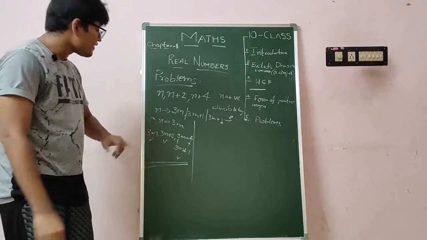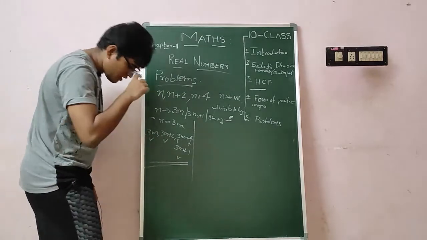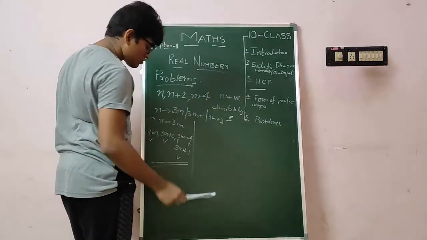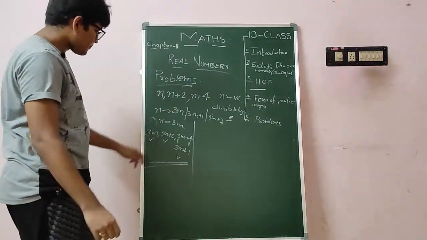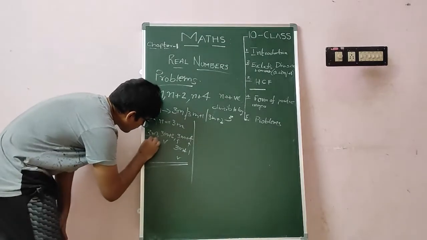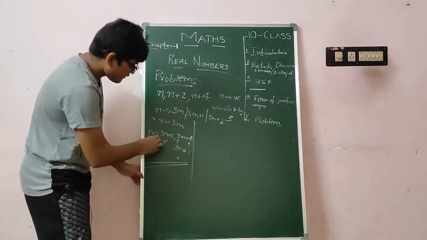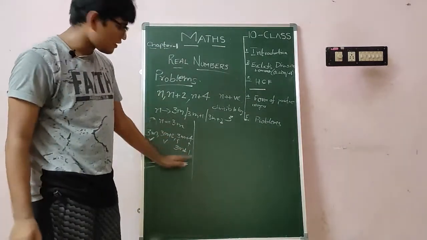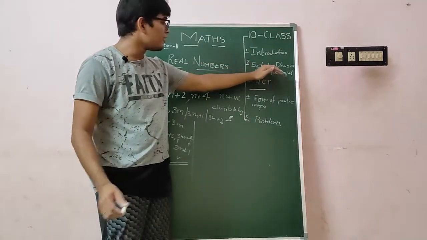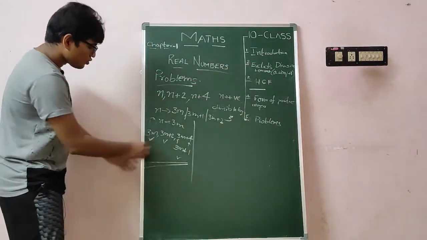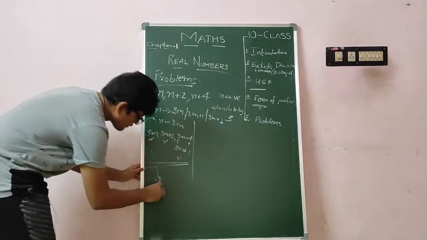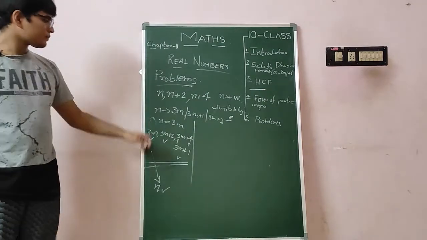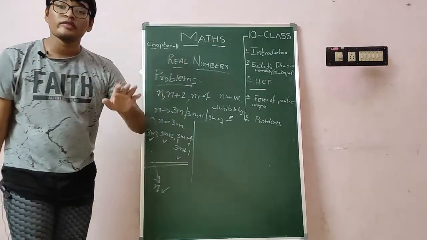Here 3, because here they already mentioned, one and only one out of n, n plus 2 and n plus 4 is divisible by 3. Here only this is divisible by 3, students, and all these 2 will leave a remainder of 2 or 1 when divided by 3. This is what we have discussed and learned in our Euclid division lemma theorem. So in here, n is divisible by 3 when n is in the form of 3m.